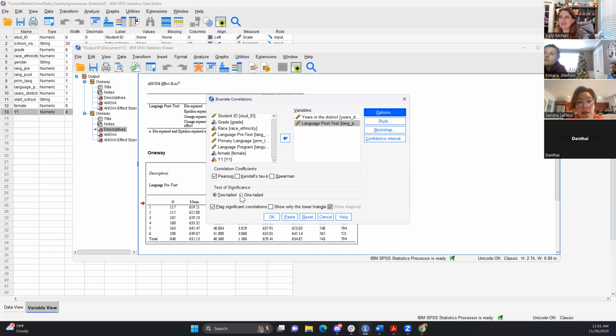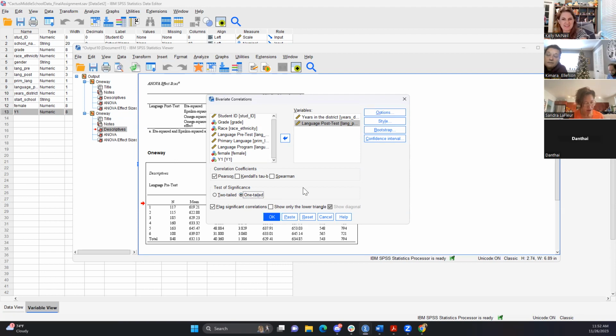Do we want two-tailed or one-tailed? And actually, that's one of my questions. What is the difference between one-tailed and two-tailed? I don't actually know. It has to do with direction, and I don't understand it. I don't either. Does anybody understand it? I did it wrong last time on the assignment. I feel like we want a one-tail.